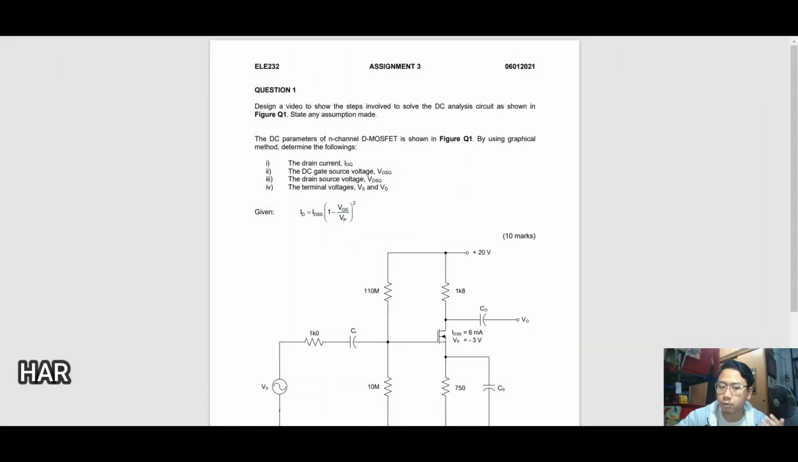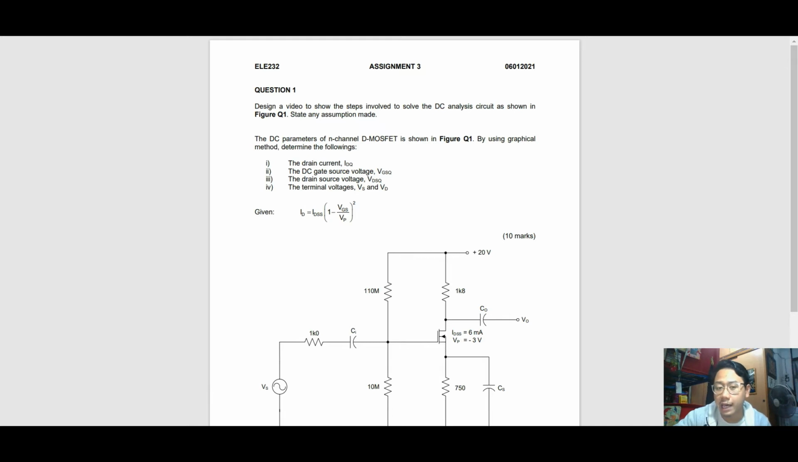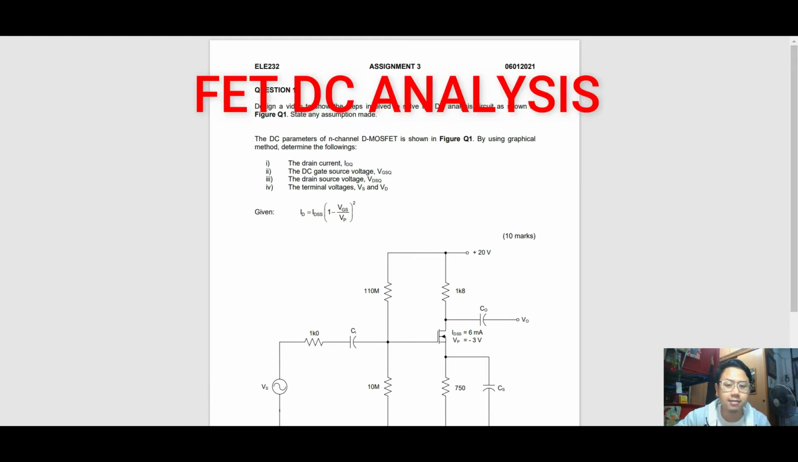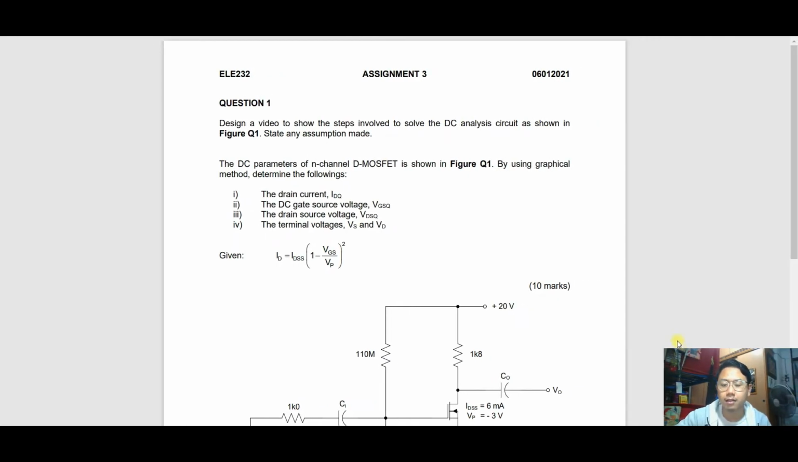So today I would like to explain how to solve this question, which is FET DC analysis. What is FET? FET stands for Field Effect Transistor. Alright, so before we start, let's read the question first.